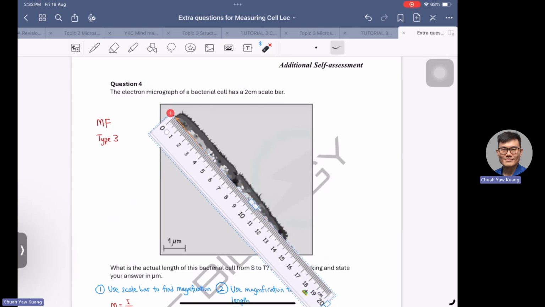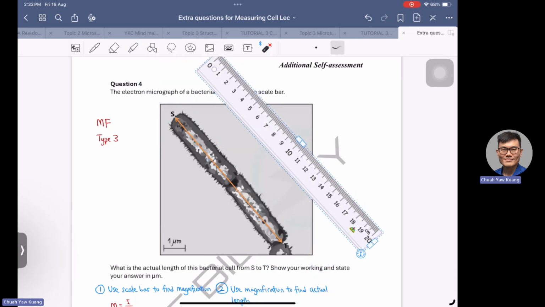Okay, so we'll use the ruler to measure the bacteria. From here, you will see that it is actually from 0 to 14, let's say. So it's 14 cm. But you cannot directly say that the image size is 14 cm. So you have to convert. Same thing, because this ruler is not a fixed size, so I cannot use this ruler.